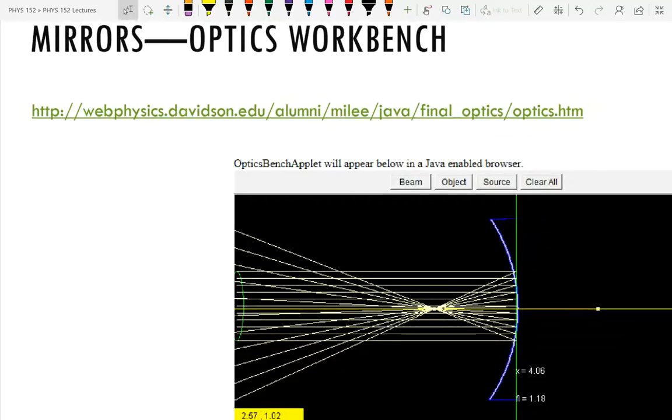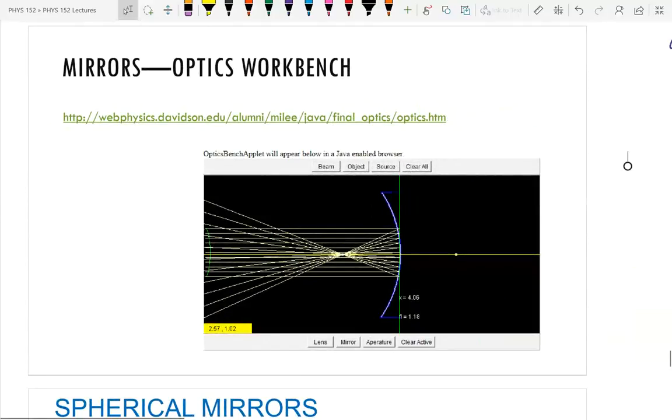Unfortunately, when I tried to go to this website, which of course the link doesn't work with this, the week before break, it wasn't working for me. That's very disappointing, because this applet, the optics workbench, makes it really easy to see how the rays are going to work for different problems. So I will continue to look for some place that has this still working. It might just be that using the Chrome browser, it doesn't work. Try using a different browser, maybe it'll work.